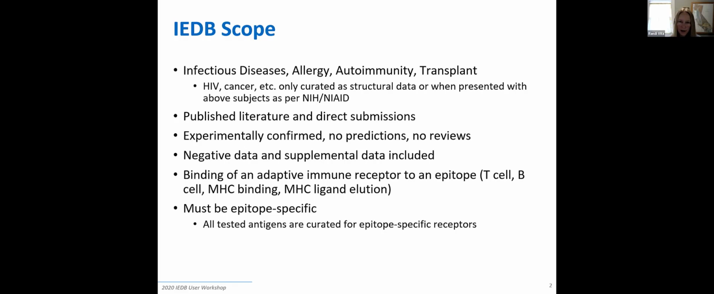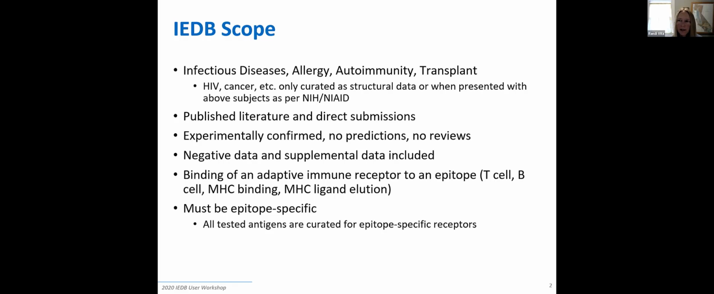It's all experimental data. We don't enter predictions or review papers. So it must have been experimentally confirmed, showing an adaptive immune receptor binding to an epitope. As Alex mentioned, we do include negative data and lots of supplemental data.